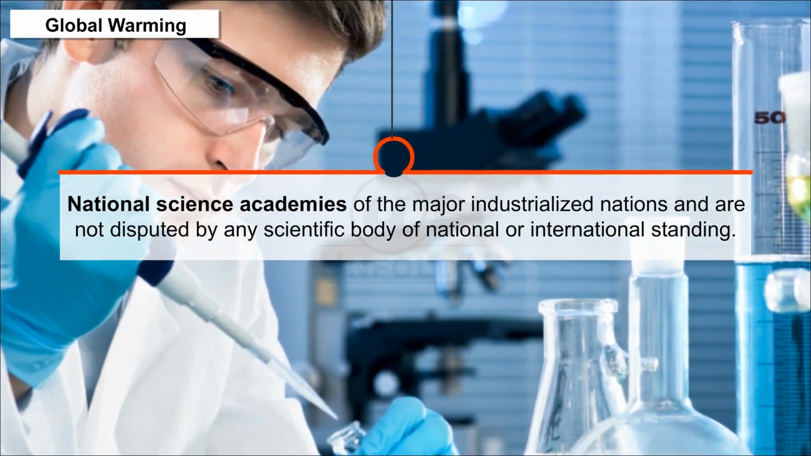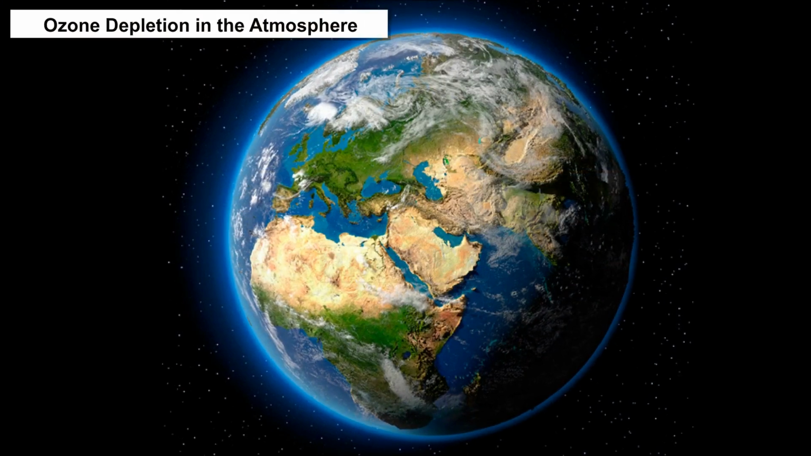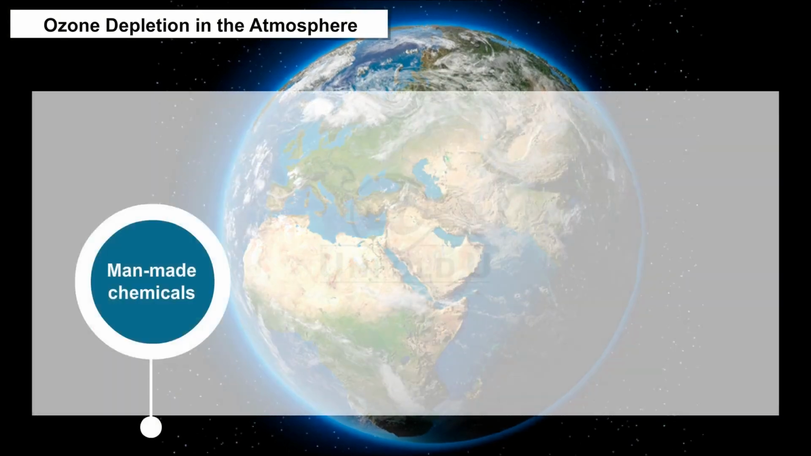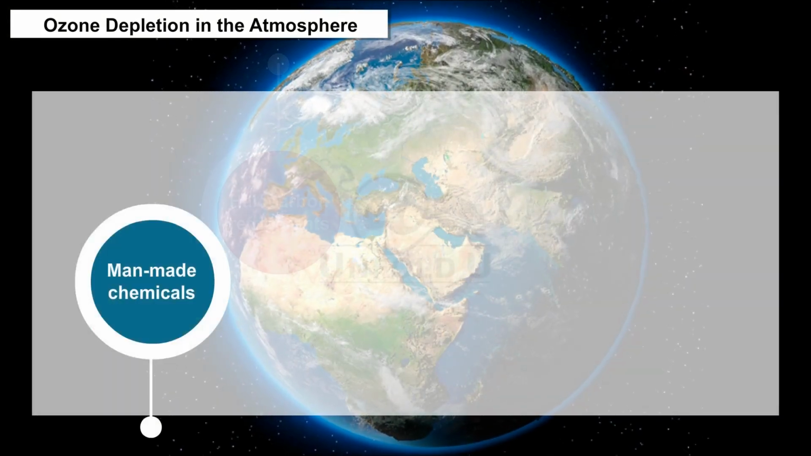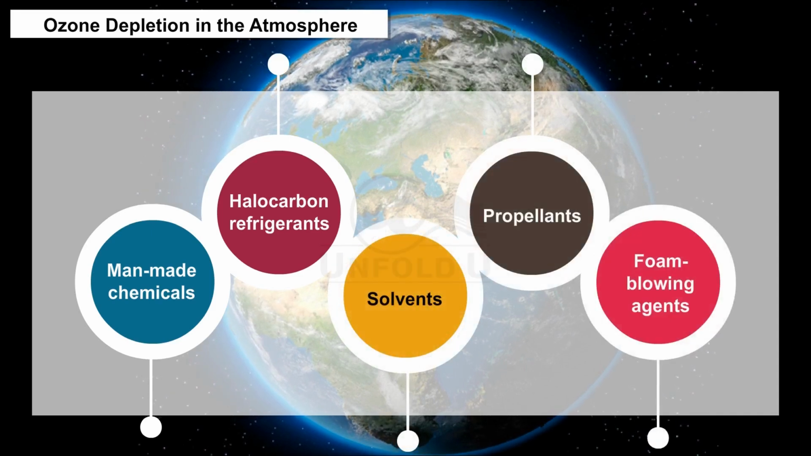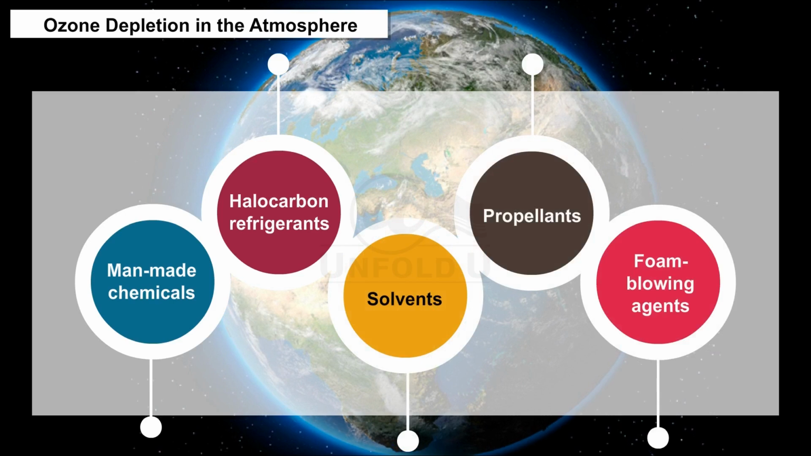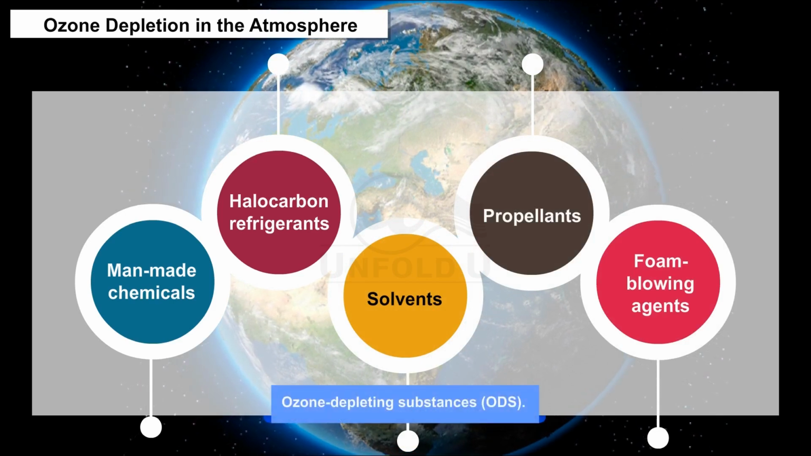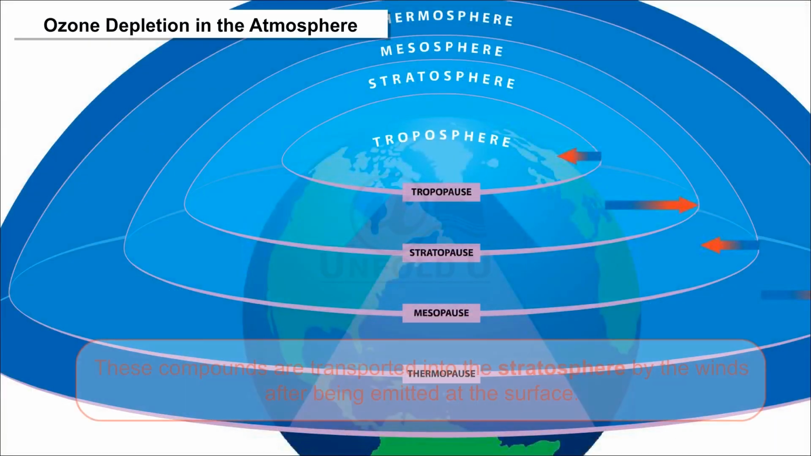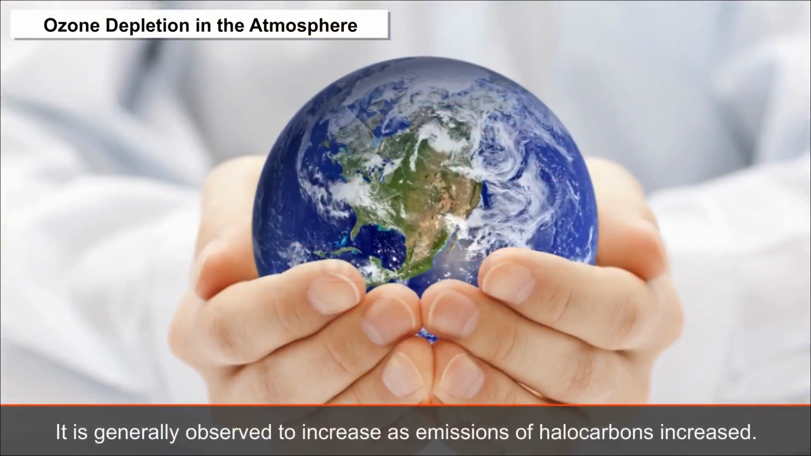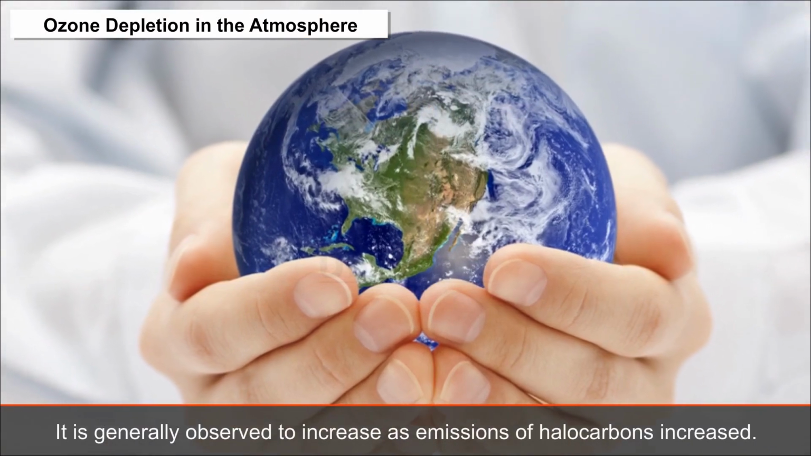international standing. Ozone depletion in the atmosphere. The main cause of ozone depletion and the ozone hole is man-made chemicals, especially man-made halocarbons, refrigerants, solvents, propellants, and foam-blowing agents: chlorofluorocarbons, CFCs, HCFCs, halons, referred to as ozone-depleting substances, ODS. These compounds are transported into the stratosphere by the winds after being emitted at the surface. It is generally observed to increase as emission of halocarbons increased.